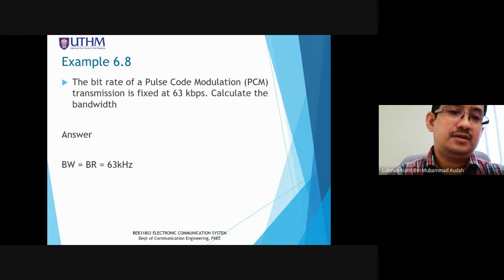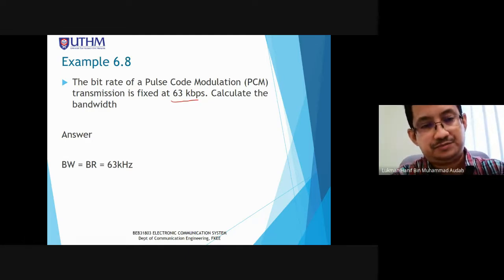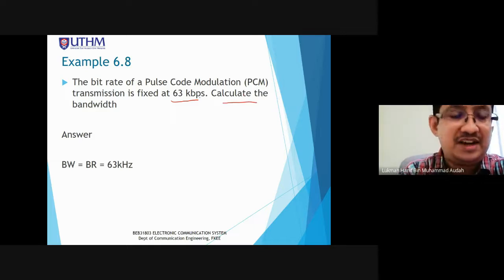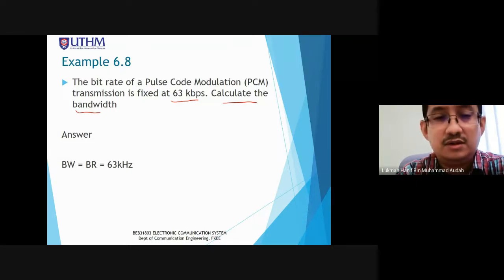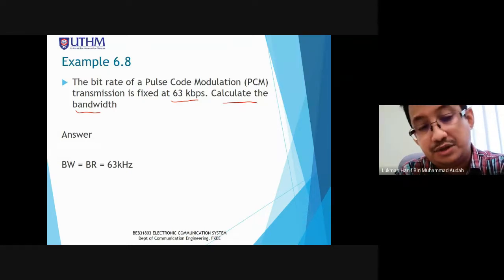And then about bandwidth. Okay, about bandwidth. So the bit rate of pulse code modulation transmission is fixed at 63 kilobit per second. Calculate the bandwidth. So this is bandwidth of PCM. So dia tak kata guna rectangular pulses or sync function or whatever function, dia tak katakan seperti itu.